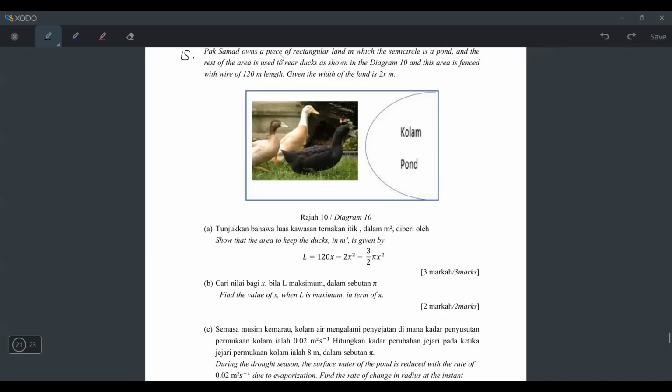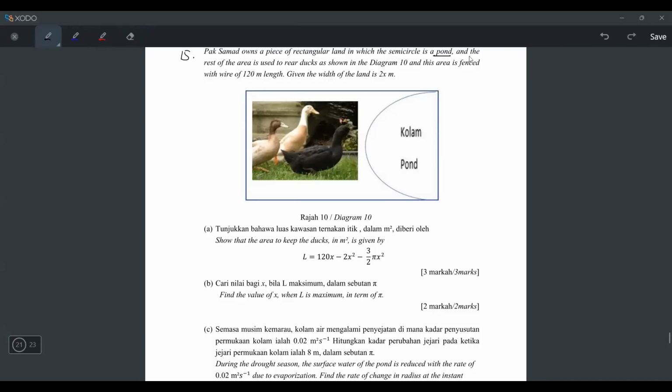Pak Samad owns a piece of rectangular land in which the semicircle is a pond. So the pond is a semicircle. So can you tell me, if it's a semicircle, what is the angle here? It would be 180 degrees, or in radian, it's pi radian. Okay, because in Addmaths they usually like to ask in radian, right? So you should know 180 in radian is pi, but I will erase it lah.